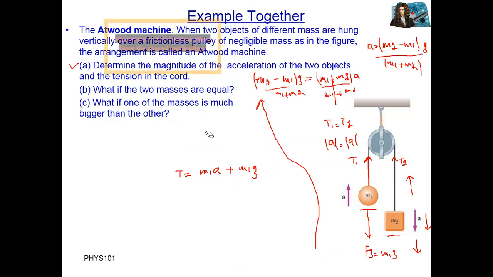Okay, we have this equation, and we know the value of A. So if we replace A in the last equation, T is equal to what? T is equal to M1 with A. What is the value of A? The value is M2 minus M1 g, divided by M1 plus M2, and we have plus M1 g.